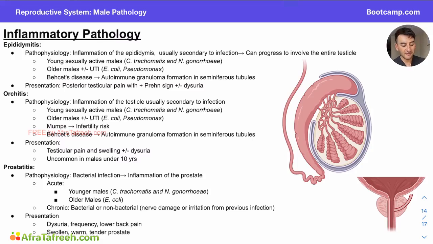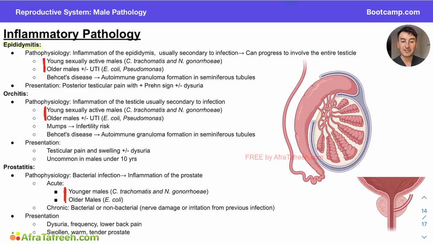What I really want you guys to focus on is what I'm outlining here in red, and it's going to be the age differential as well as the infectious organism differential that is going to be important on test day. It's important that we realize that different bugs are going to infect different age groups when it comes to these inflammatory pathologies of the male reproductive tract. So let's go ahead and get started by talking about epididymitis.